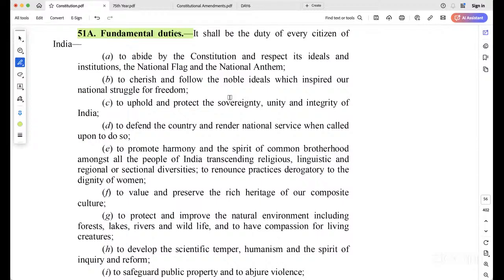if you are not cherishing and following the noble ideas of the freedom which inspired our national struggle for freedom, what will happen? Are they putting any fine on you? Are they sending you to jail? No, right? They are not imprisoning you or doing anything to you. That is what it is. It doesn't correlate with legal duties.